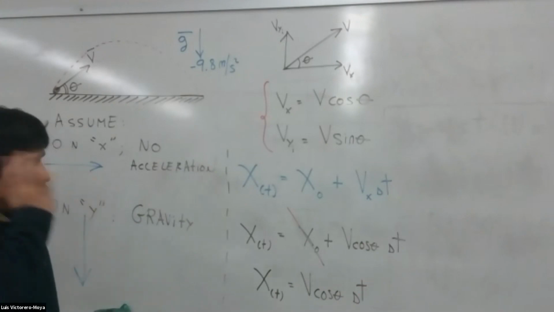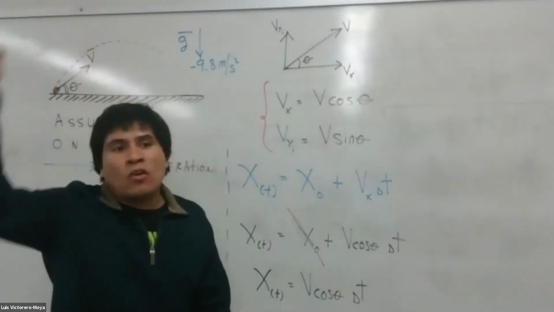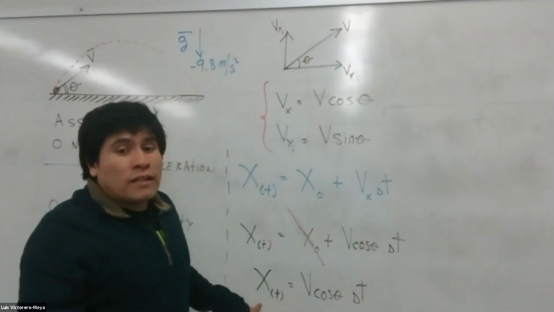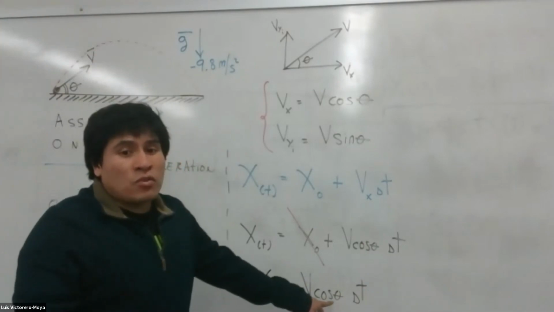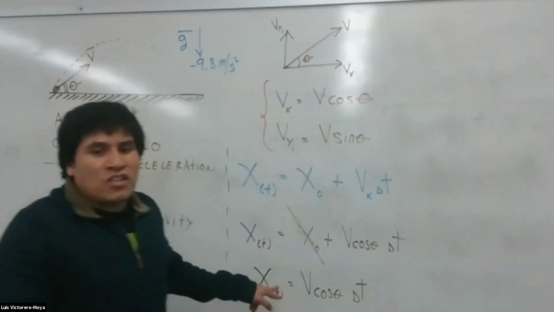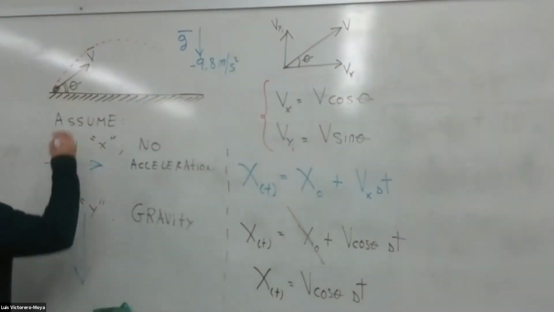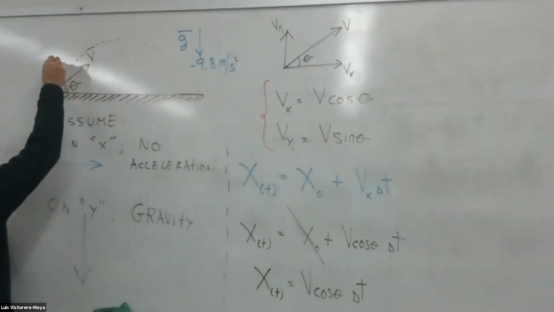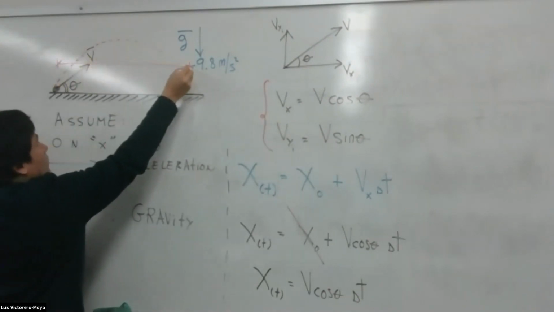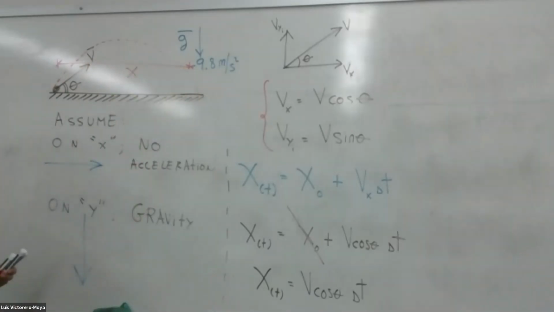What about on y? On y, what you have is just an object going up and then going down. So there are a few things we can get. I just got the range of the projectile. This equation here gives me the range of the projectile. All this is x, by the way. That's the range.